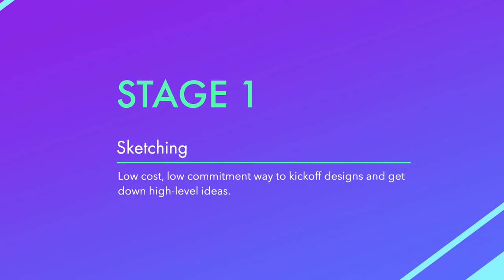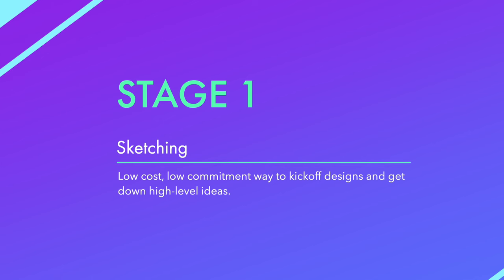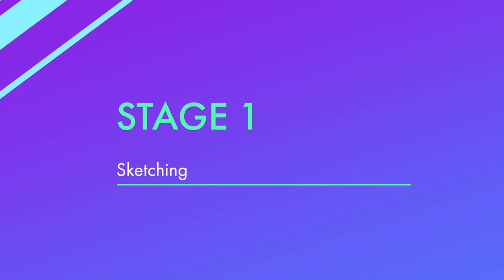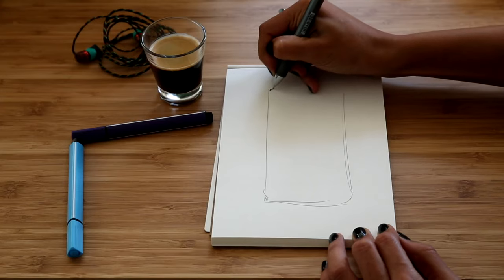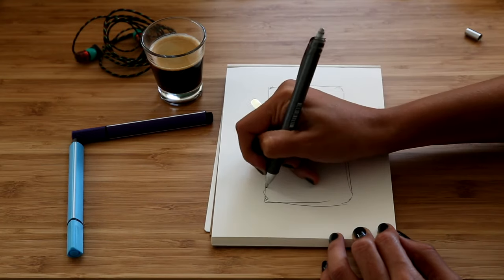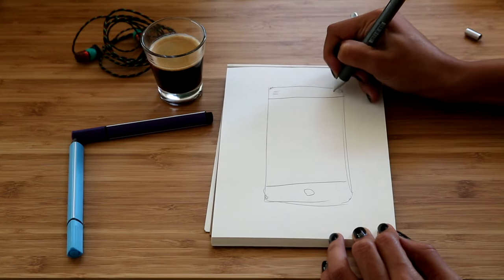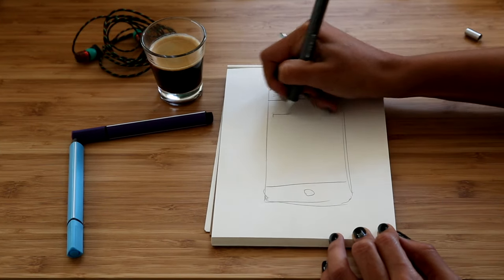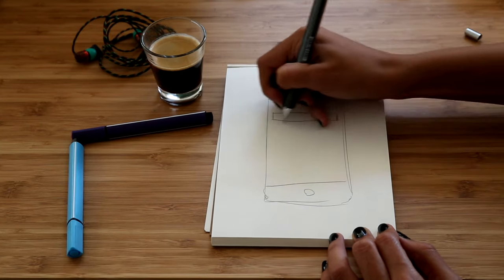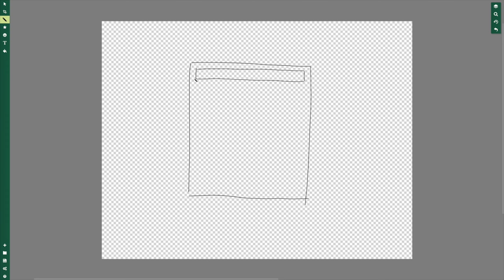This is the quickest, lowest cost, and lowest commitment way to kick off your designs. It gets the high-level, top-of-mind ideas out of your head and onto your paper or screen. Generally, these are really rough, and if they look pretty bad, then you're probably on the right track. It's something you should be able to do in a fairly short amount of time, on paper, a whiteboard, or using a wireframe or design app.